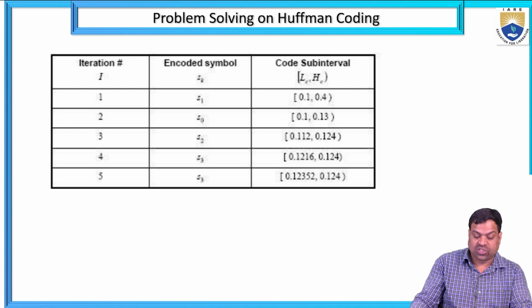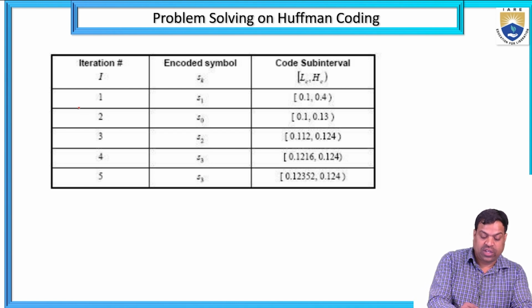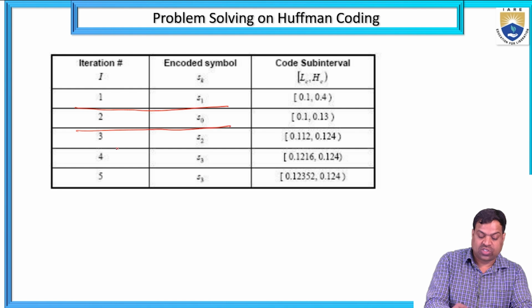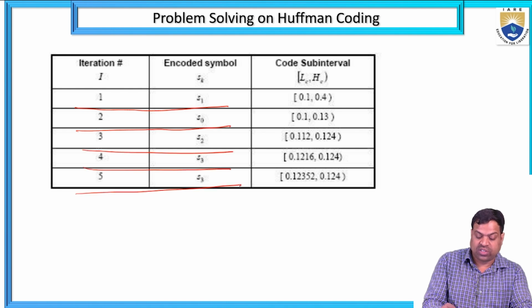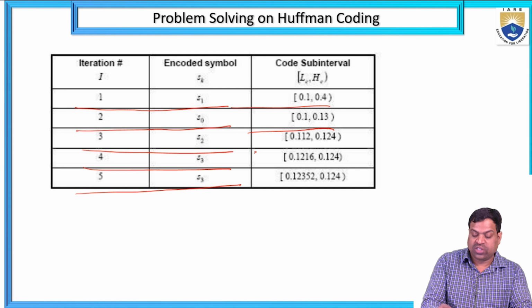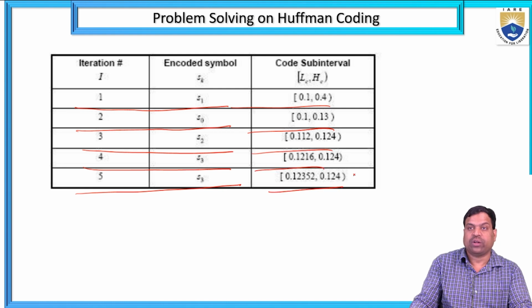So continuation we will discuss now. In the iterations I am taking the first iteration S0, S3, S2, S3, S3 like this. Okay, so these are the frequency ranges or code intervals.